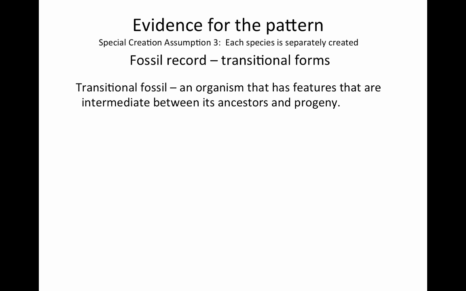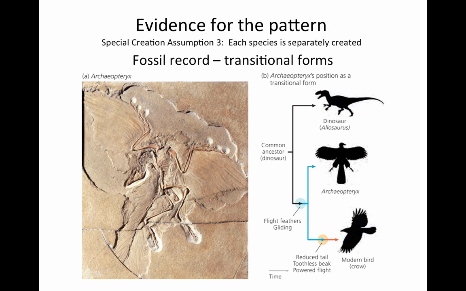A transitional species is an organism that has features that are intermediate between its ancestor and its progeny. So it's going to have some features of older groups that it came from, and also some features of living species that it gave rise to. The transitional species that you're already familiar with from your reading is Archaeopteryx.